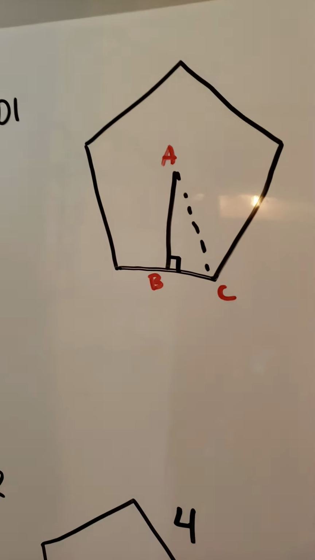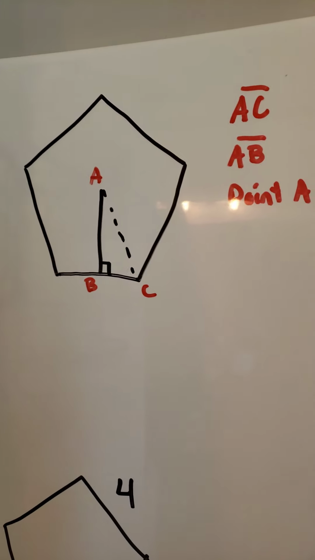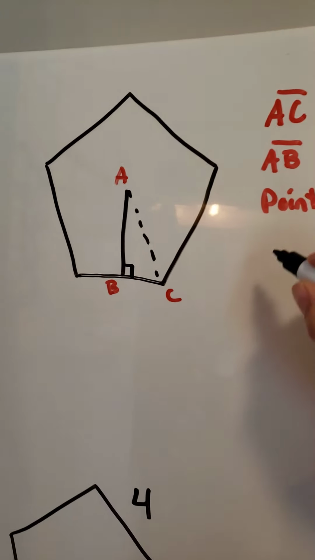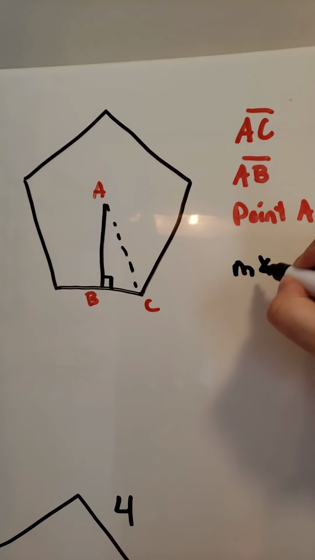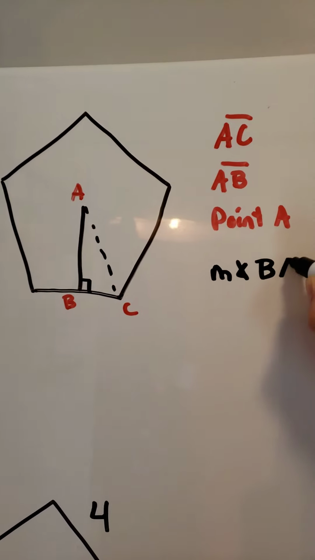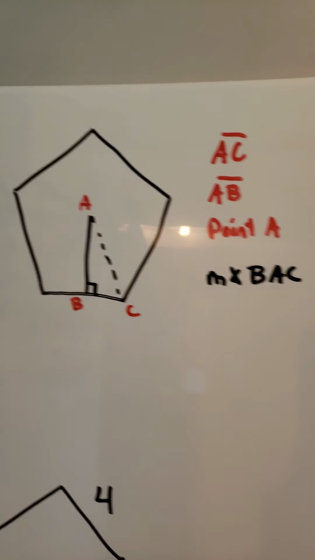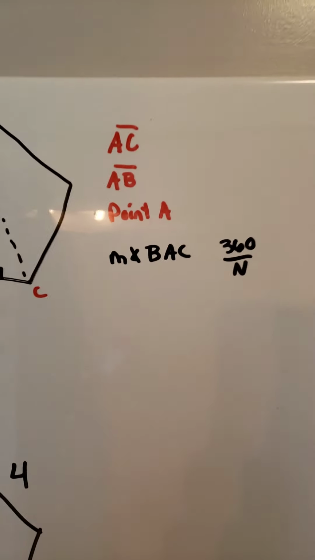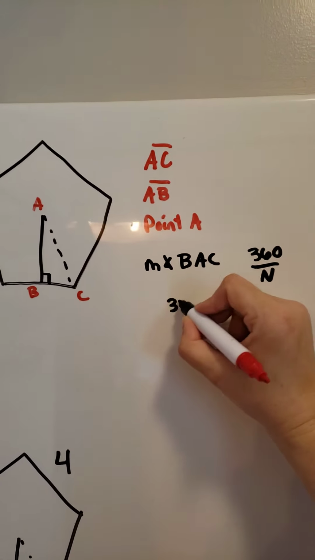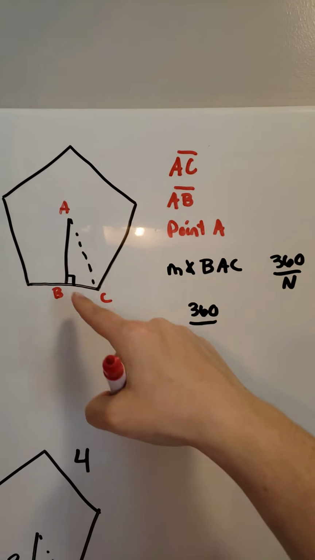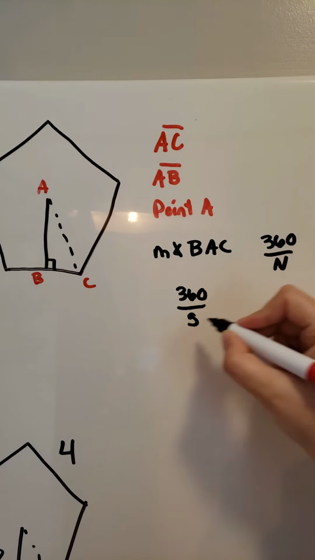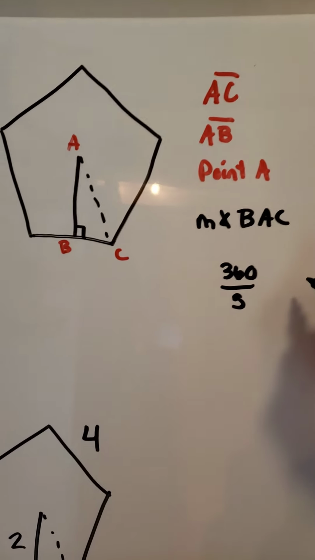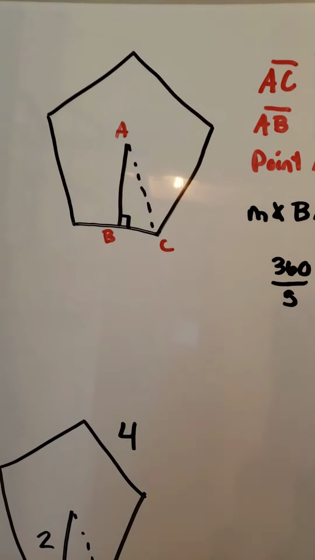And then if I asked you to provide me with the measure of angle BAC, you would use the formula 360 divided by your number of sides, like that. So you would do 360 divided by 1, 2, 3, 4, 5, which 360 divided by 5 gives you 72. Okay. And that found your central angle.